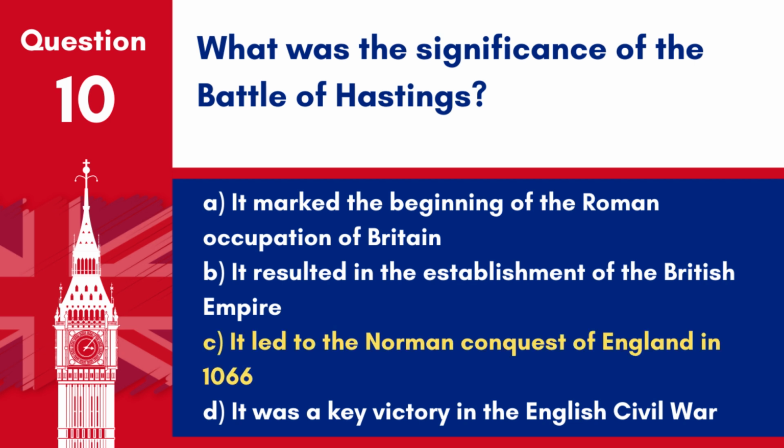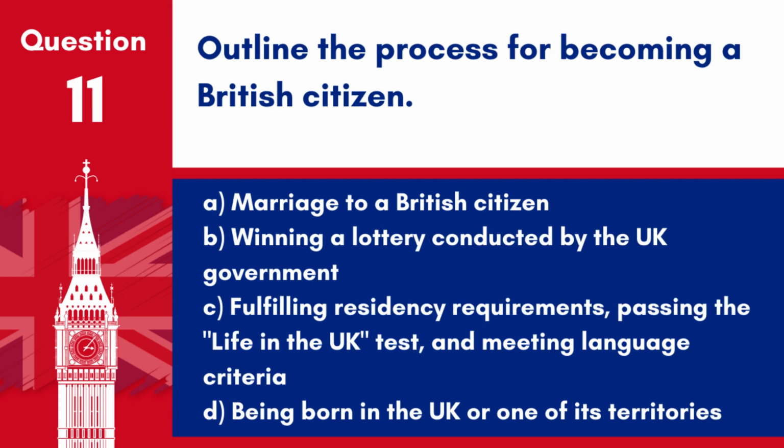Answer C. It led to the Norman conquest of England in 1066. The Battle of Hastings was a turning point in British history, leading to Norman rule and significant cultural and administrative changes.